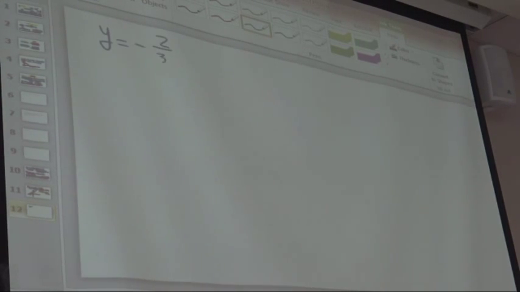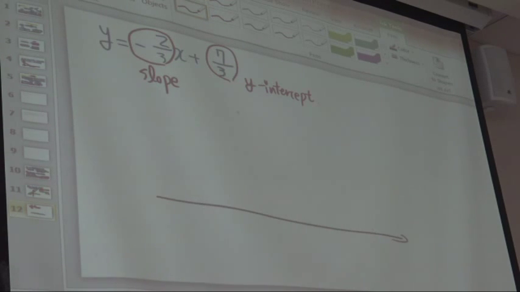y equals negative 2/3 x plus 7/3. This represents the slope of the line. The slope is negative, and this represents the y-intercept of the line. So when you have a y-intercept, which is this, 7/3, and then when you know one other point, as I said, we can draw the line. And from here, we can get another point, which is the x-intercept.